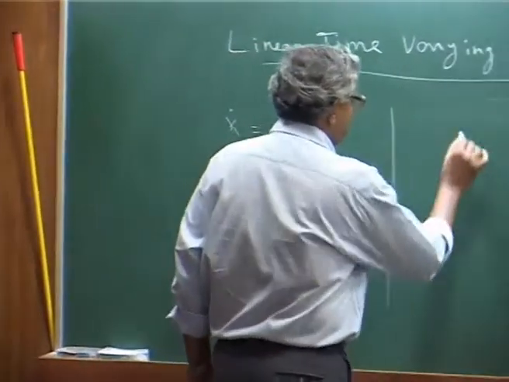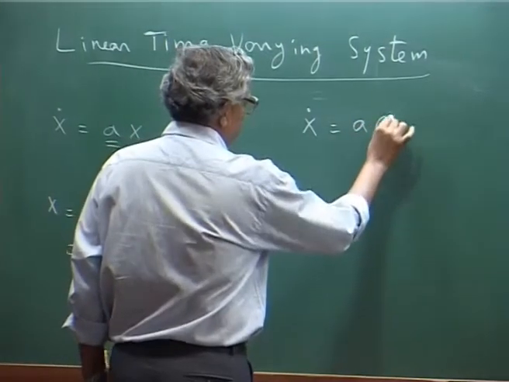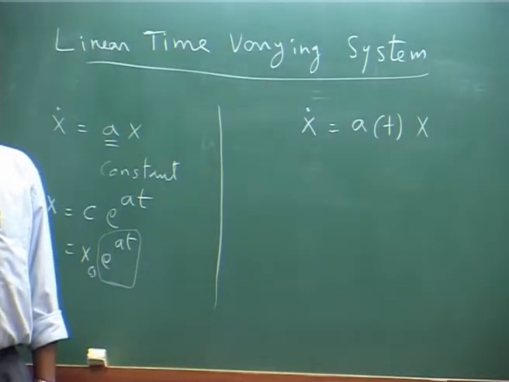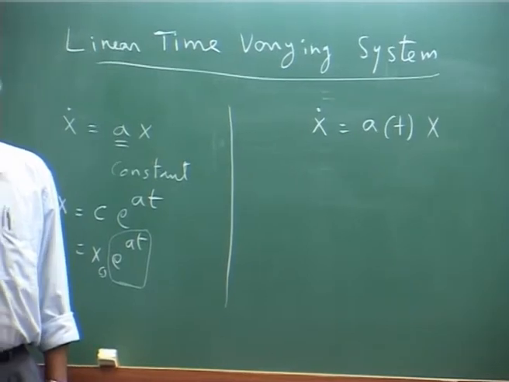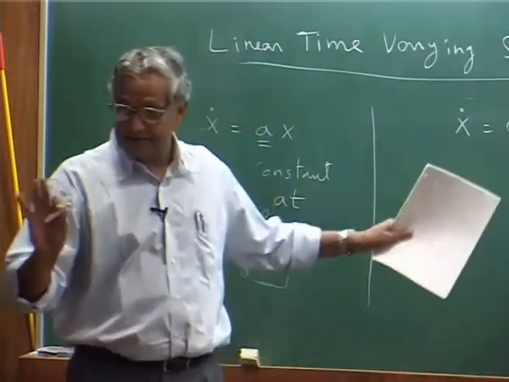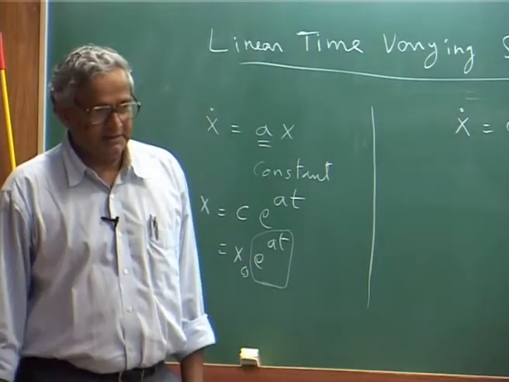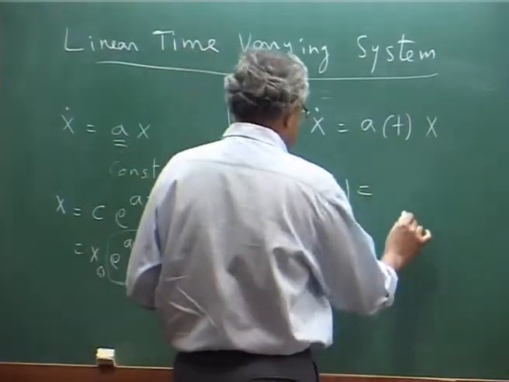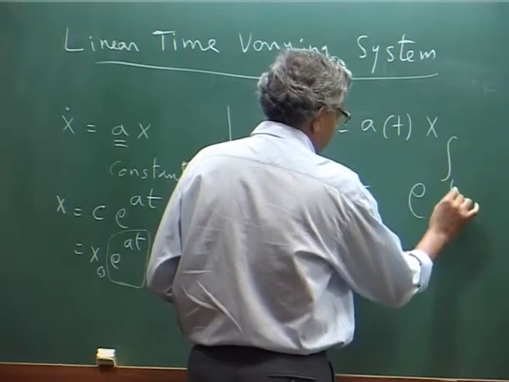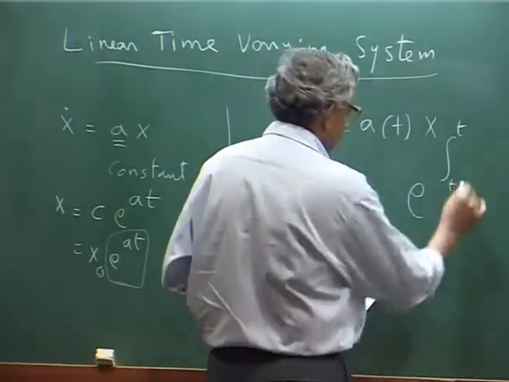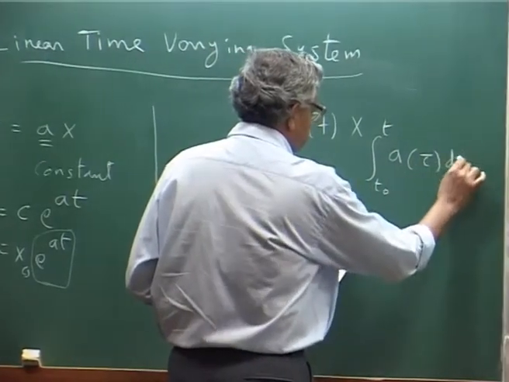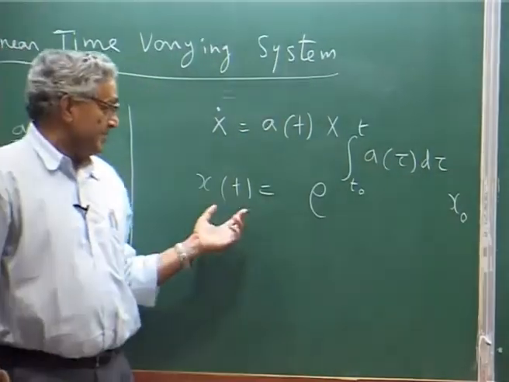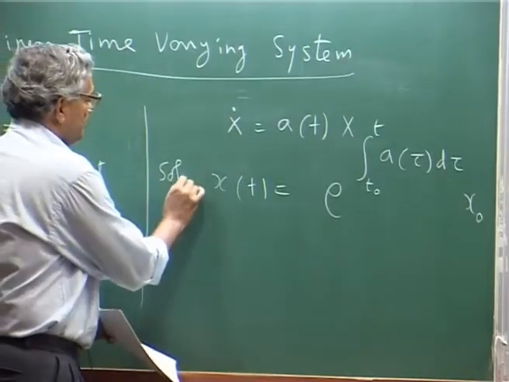Similarly, let us now go to this equation. Now, how will I write my solution? A of t can be, it is still a linear system, it can be any time varying function. Now, if you assume the solution x of t as e to the power integral t0 to t a tau d tau, and then x0, where x0 is the initial condition. This is the solution.